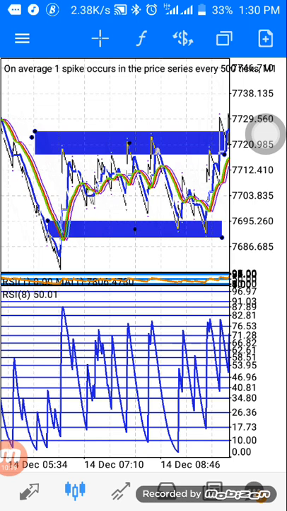These two blue lines here are the zones. They are the demand and supply zone.